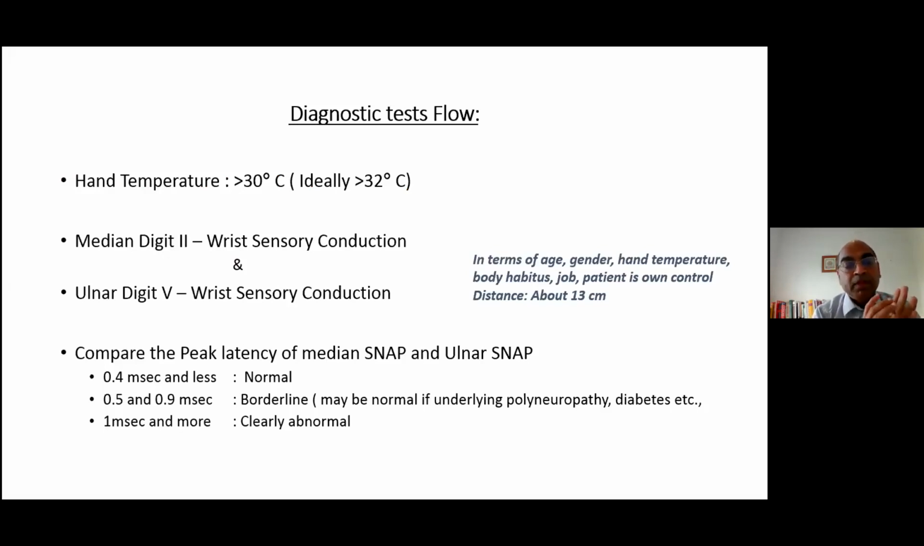tunnel syndrome. But if the median peak latency from digit 2 is 1 millisecond or more delayed when compared to the digit 5 peak latency, it's clearly abnormal. So you don't need any sensitivity test. You can go straight to the motor test. But if the peak latency difference between digit 2 and digit 5 is normal or in the borderline range, we need to go to the sensitive test.